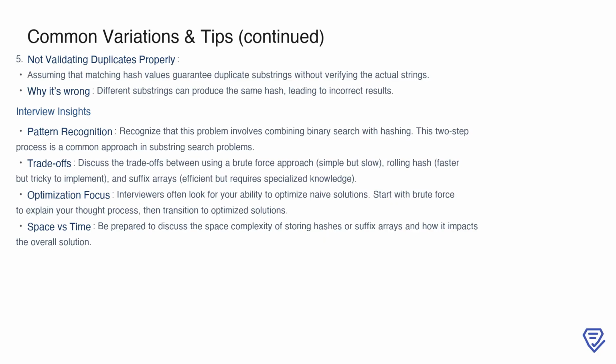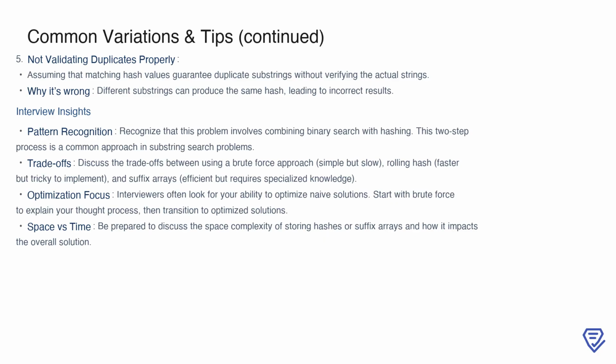Now, from an interview perspective, it's important to recognize the patterns in this problem. Specifically, the combination of binary search with hashing is a common strategy for substring search problems, so understanding this approach is key. Interviewers also value your ability to weigh trade-offs. For example, while brute force is simple, it's inefficient, whereas methods like rolling hash or suffix arrays are faster but more complex to implement. Optimization is another focus.